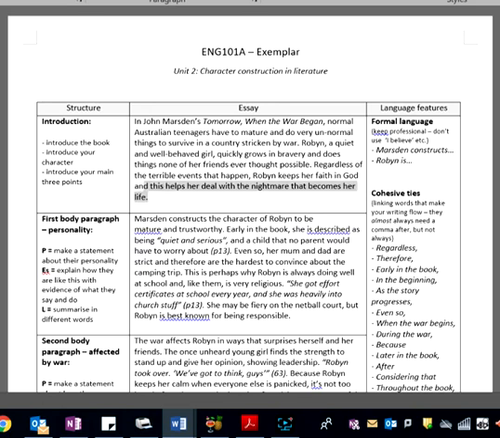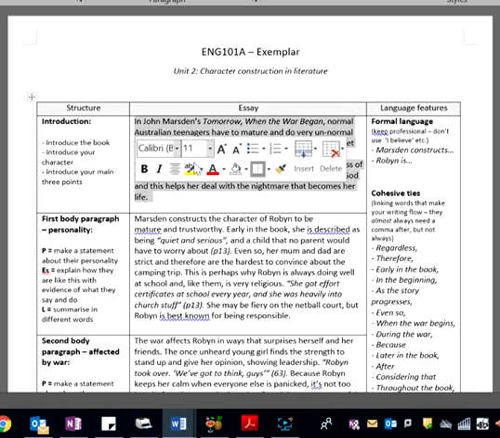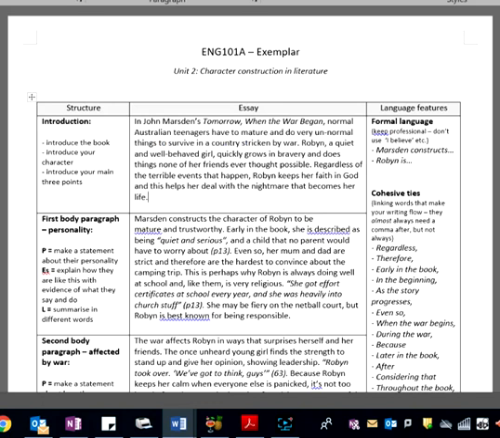Alright, my introduction, I'll just show you too, is 72 words. So I've got 72 words just in my introduction, and that's plenty. Remember, this is an A exemplar as well. So I've introduced the book, John Marsden's Tomorrow When the War Began, and I've actually even said a little bit about what it's about. Normal Australian teenagers, but they have to do very unnormal things because of the war. So I've introduced the book. Tick.